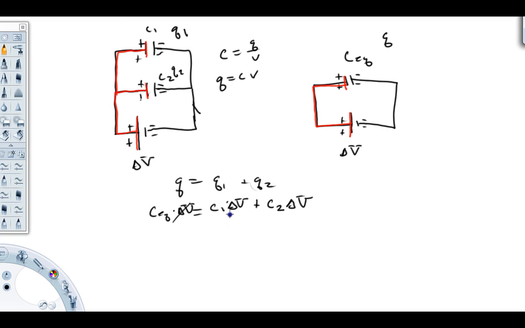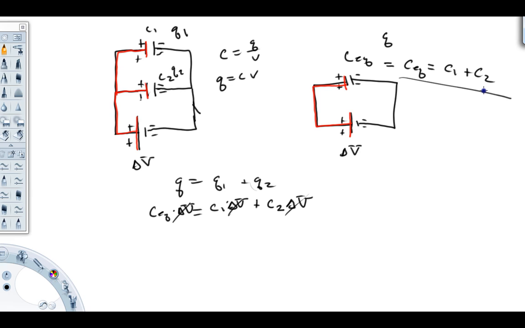So this voltage in this equation divides out. So over on the right-hand side now, our equivalent capacitance is quite simply the sum of the capacitances of the individual capacitors. Now this is true for two of them. If we had a third capacitor on here, we'd have a plus C3, and a fourth one, we'd have a plus C4, and so forth.